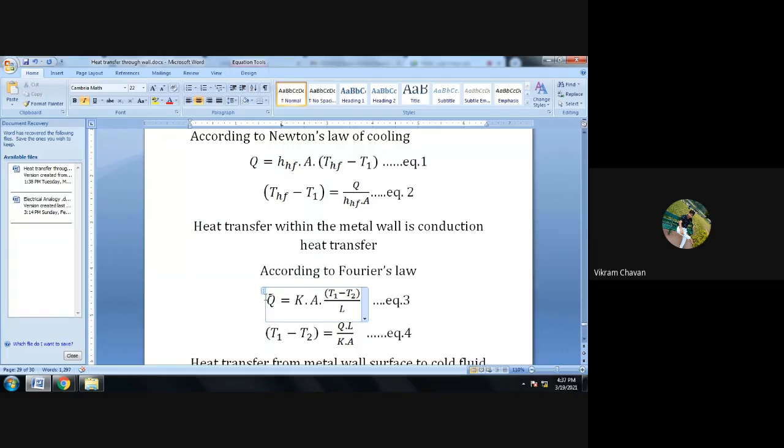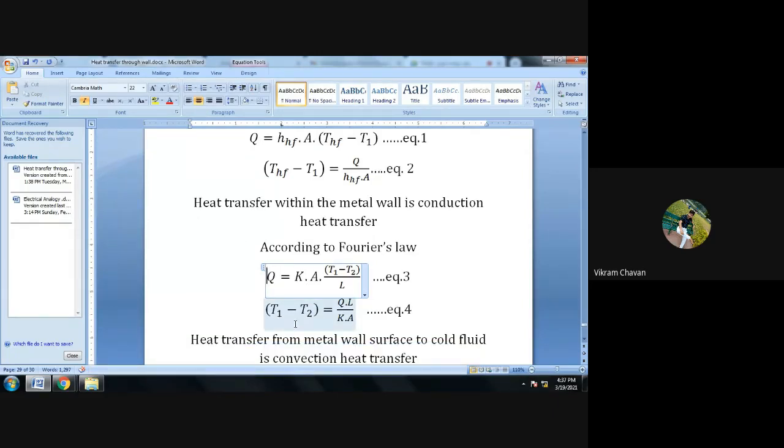Then next we have to convert this equation in the form of a temperature difference, so that we keep T1 minus T2 on one side and shift the remaining terms to the other side. So we will get the equation as T1 minus T2 is equal to Q multiplied by L divided by K multiplied by A. Okay, T1 minus T2 is equal to Q multiplied by L divided by K multiplied by A. So that will be our equation number 4.